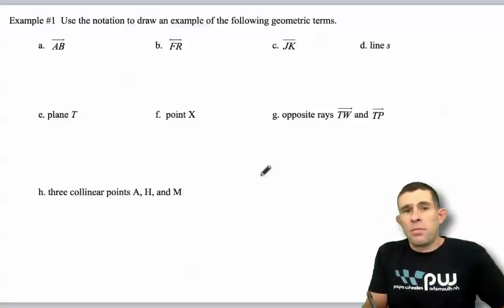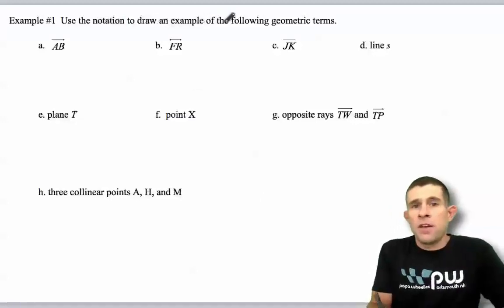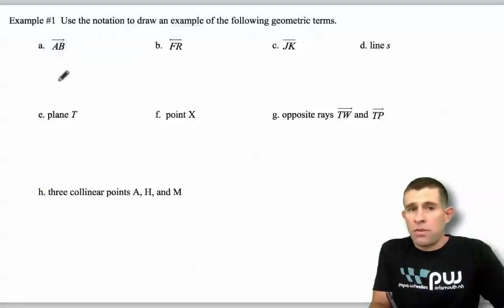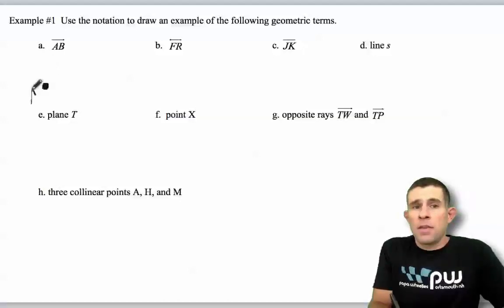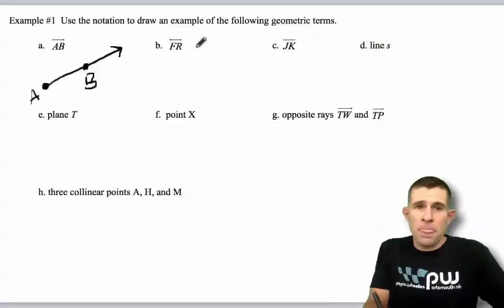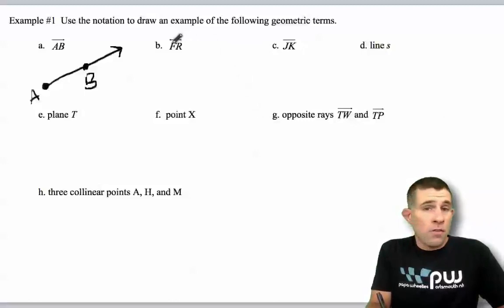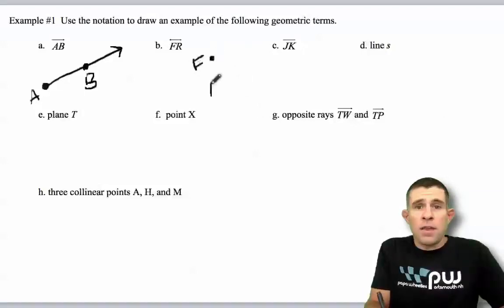All right, so let's get a little practice using our notation to draw an example of the following geometric terms. In letter A, I see I have 2 capital letters with an arrow going off in one direction. This is a ray. So I know my starting point has to be A, and it's going to pass through B. Here is an example of ray AB. The next one, I have arrows going off in both directions. So I know that this must be a line.